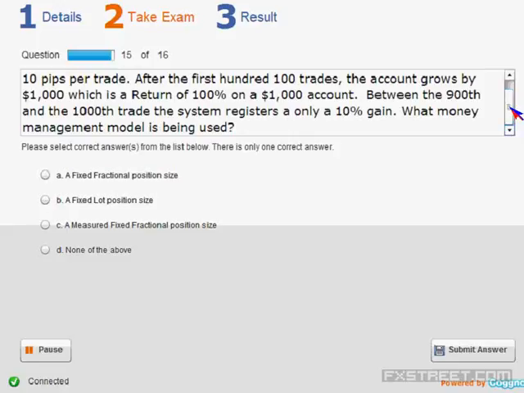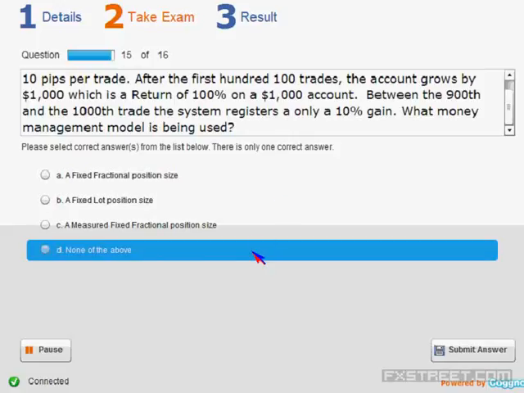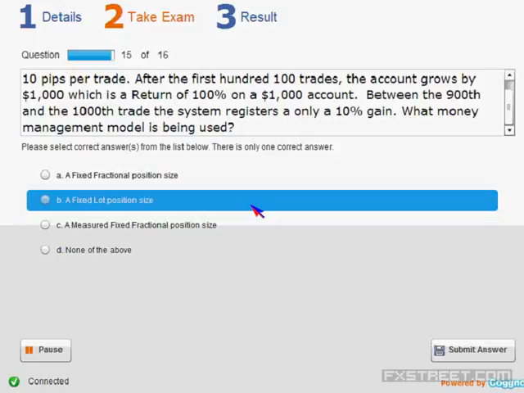Do we have answers for this one? A, fixed fractional. We have D, none of the above. And we have also a B, a fixed lot position size. If you trade always, let's suppose you trade always a fixed lot. Okay? If you trade a fixed lot, you trade 1 mini lot, and your account is now at $1,000. Okay, answer B. All right.